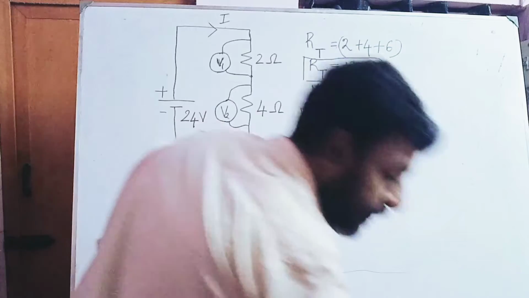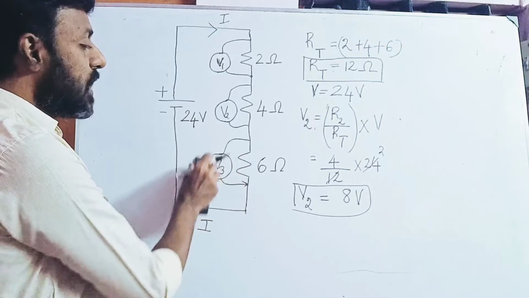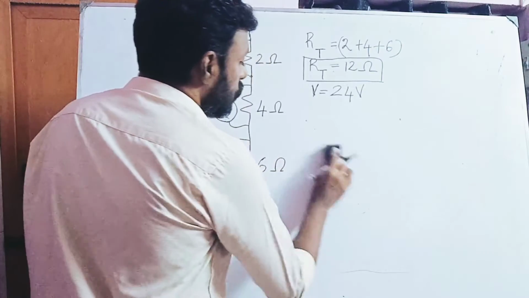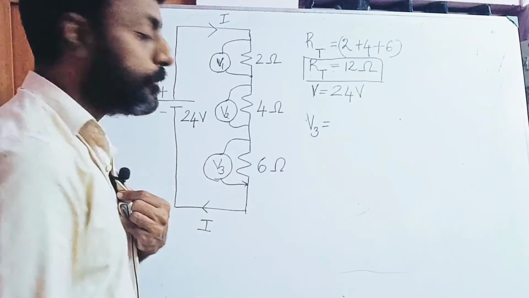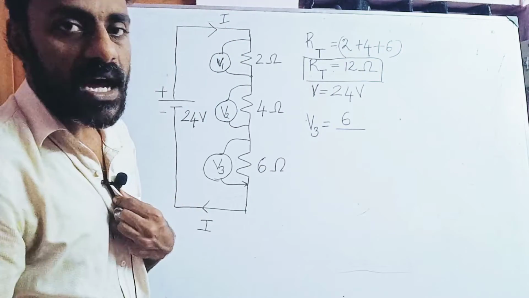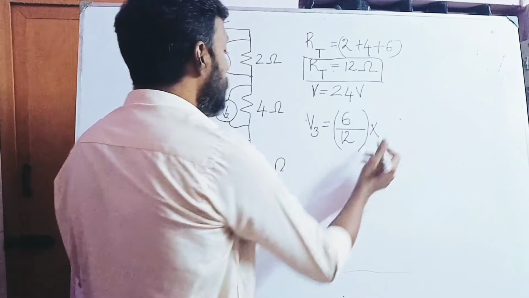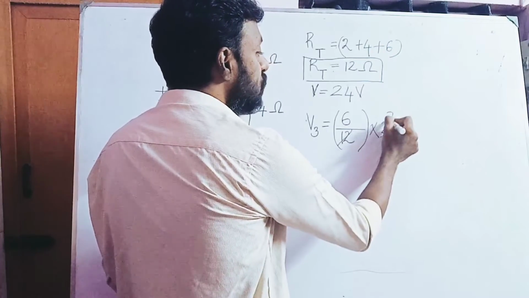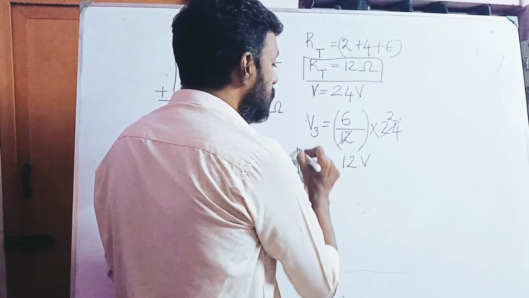Now similarly, you need to find the voltage for the third resistance, which is V3. For finding V3, V3 equals R3, that is 6 ohms, divided by the total resistance RT, which is 12 ohms, into the battery voltage of 24 volts. So 6 divided by 12 into 24, which is 12 volts. So V3 equals 12 volts.